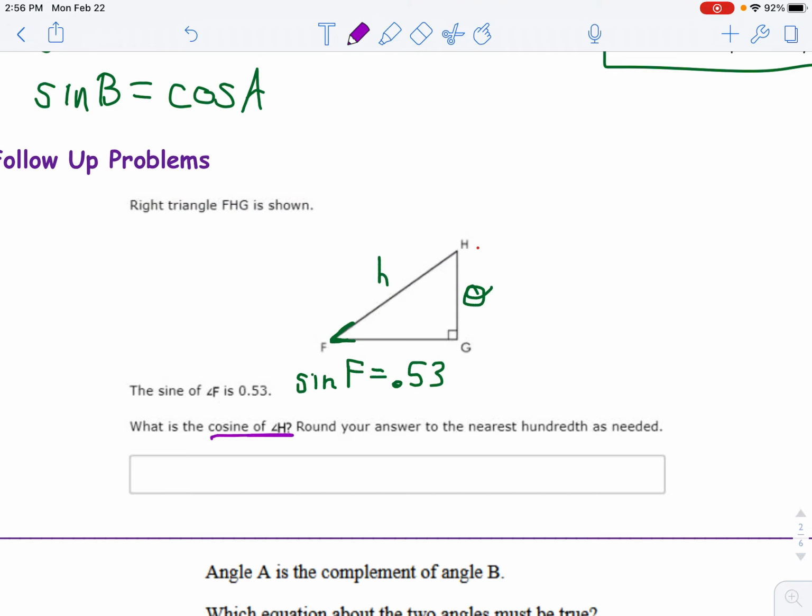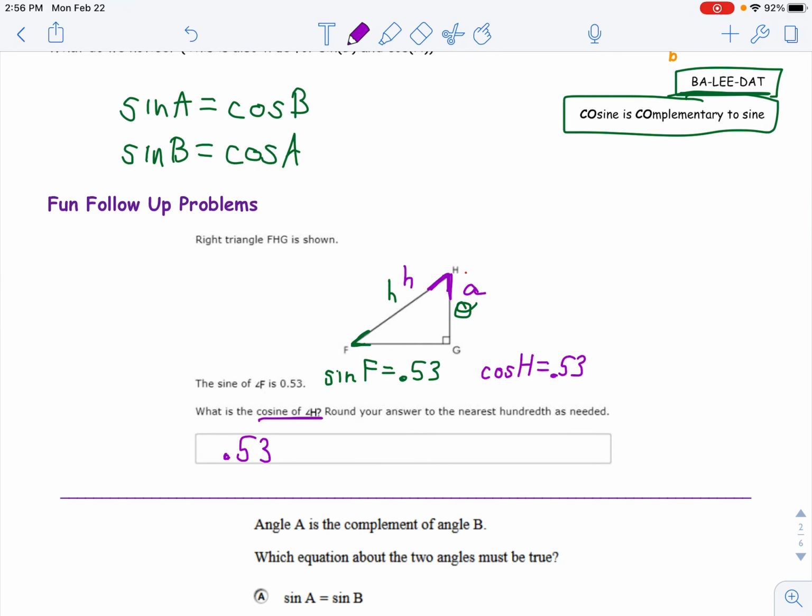Well, it's telling me the cosine. What's the cosine of angle H? Well, remember now that's opposite. Now that's adjacent. That's still the hypotenuse. The cosine of angle H, using the fact above, it's just going to be 0.53. So why did I pick this problem? I actually stole it from the AIR test.